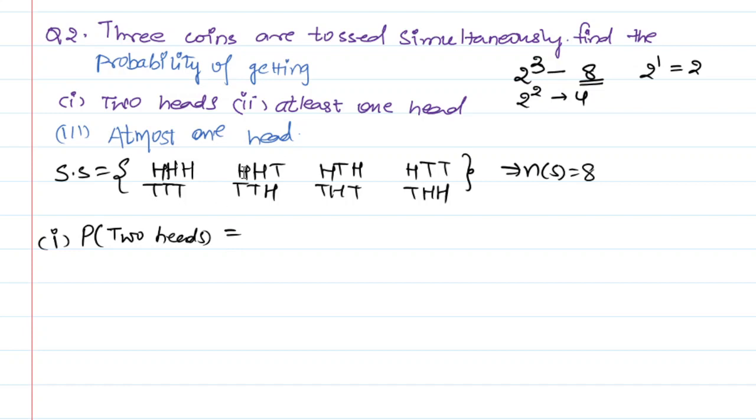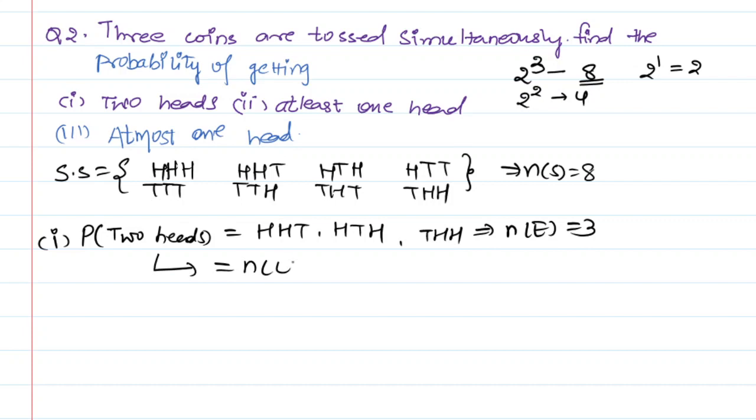Let's write down all the possibilities we'll have now. I'm looking for the cases where I'm getting only 2 heads: HHT, HTH, and then THH. Means n of E is equal to 3. Therefore, the probability of getting 2 heads is n of E upon n of S, which is equal to 3/8.